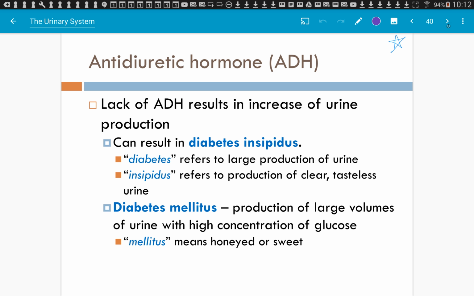Antidiuretic hormone. We've also gone over that, but now, what if we don't have antidiuretic hormone or not enough antidiuretic hormone? First of all, lack of it increases how much urine you produce every day. So then you're really not able to control the urine volume. Lack of antidiuretic hormone can result in what we would call diabetes insipidus, different types of diabetes.